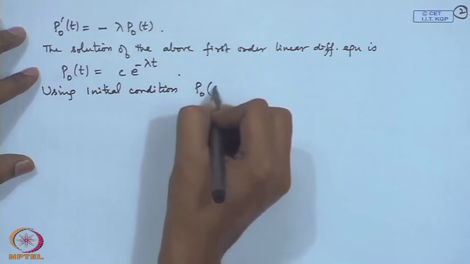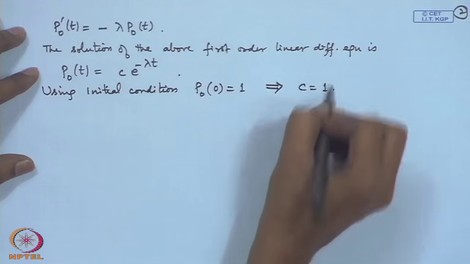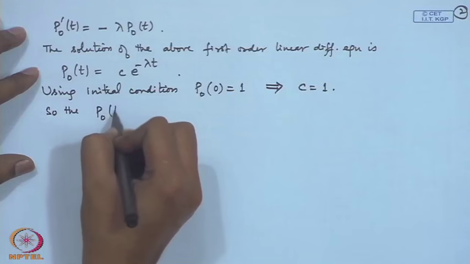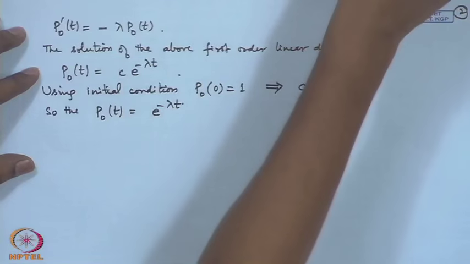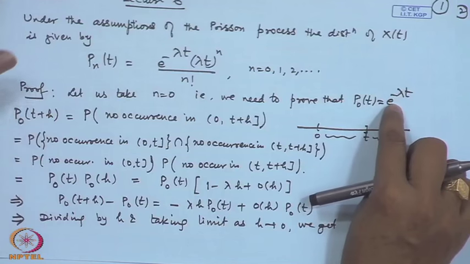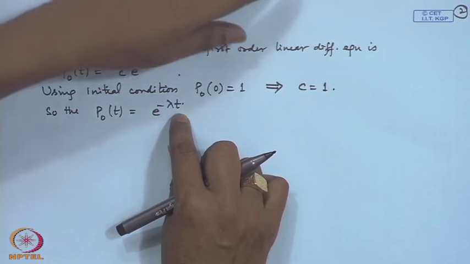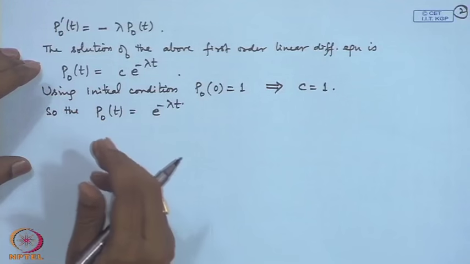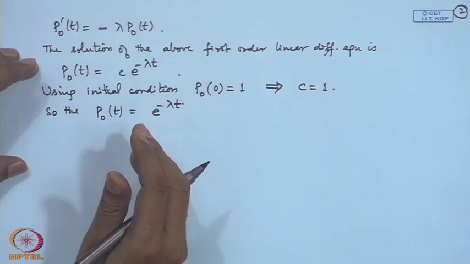For example, you will have p0(0) is equal to 1. So, this will give c is equal to 1. So, the solution is p0(t) is equal to e to the power minus lambda t. So, for n is equal to 0, we were supposed to prove p0(t) is equal to e to the power minus lambda t, and that we have established. Now, if we want to use induction, then we need to prove for n is equal to 1, and then we will assume for n is equal to k and do it for n is equal to k plus 1.